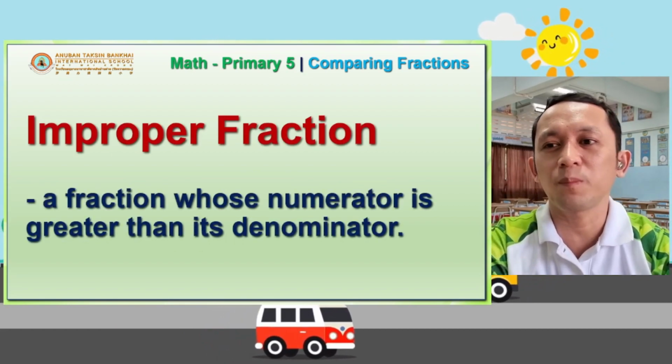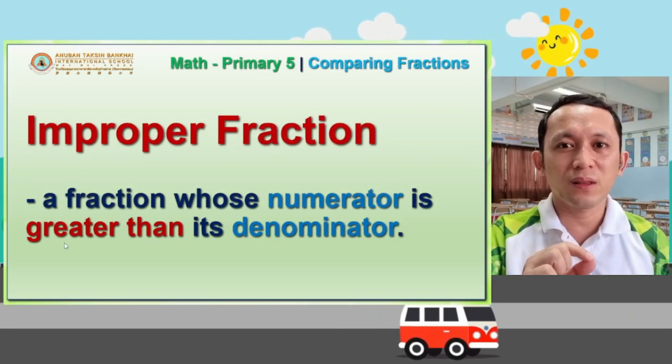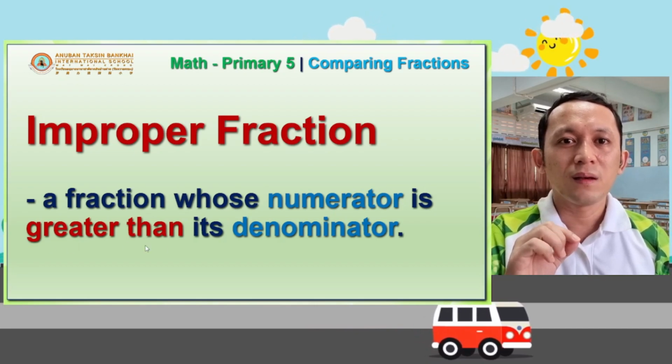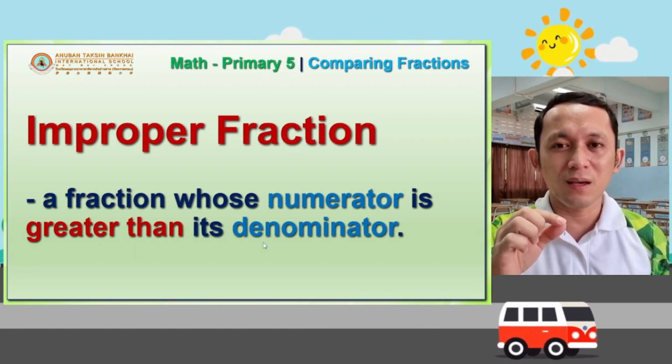Next, let's have now improper fractions. An improper fraction is a fraction whose numerator is greater than its denominator. So the keyword here is greater than. When we say greater than, the numerator is big, the denominator is small.